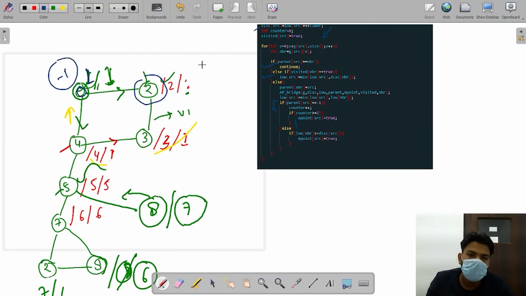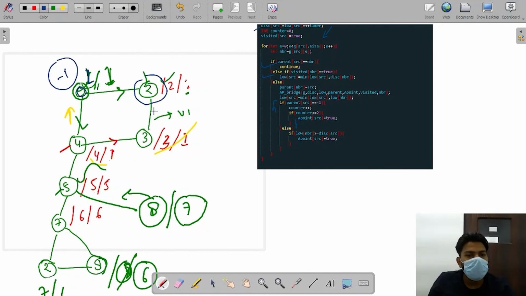According to the timer this is 2, because 1 is already updated. So we put 2 as the discovery value, and mark 2 as visited. After that we go through all the edges, 3 and 0 1, and we check whether the parent SRC is equal to NBR. Yes, this edge is the parent, so we continue and find the second edge.